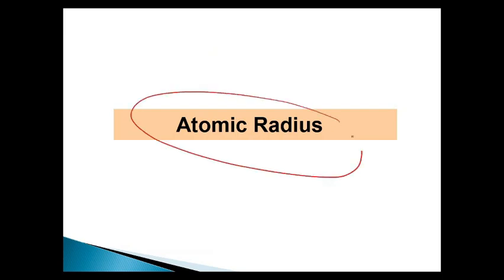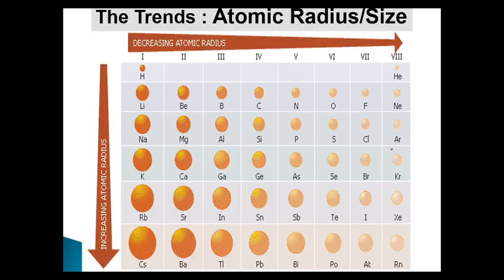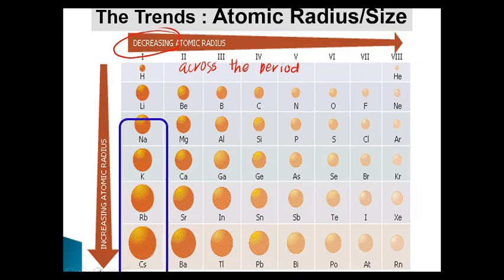What is atomic radius and how can it be affected? When moving across the period, the atomic radius will decrease. But when moving down the group, atomic radius will increase. And why is that?